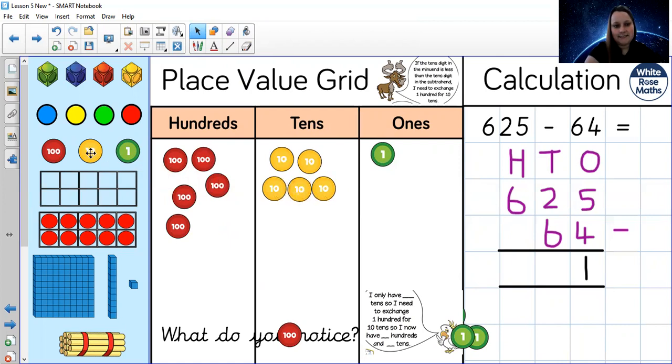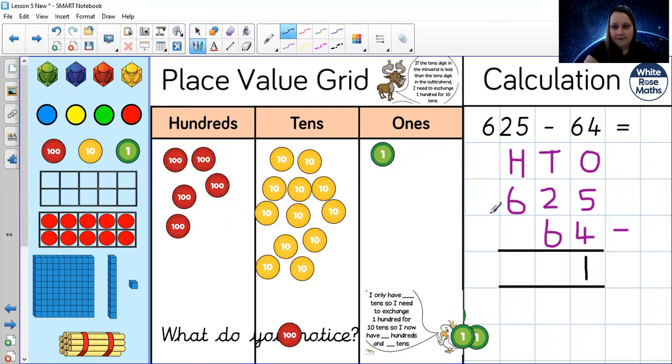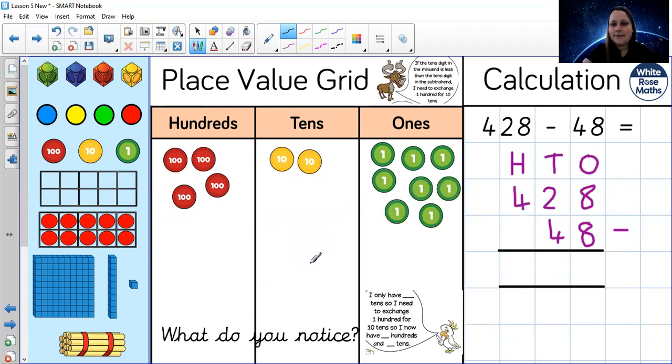So 2 tens, 3 tens, 4 tens, 5 tens, 6 tens, 7 tens, 8 tens, 9 tens, and 10 tens, so 100. So I have exchanged 100, so I've now got 500s left, for 10 tens, so I've now got 12 tens. 12 subtract 6, we know that we're going to be left with 6 tens, and then 500 subtract 0 hundreds, I'm going to be left with 500. So my answer is 561.